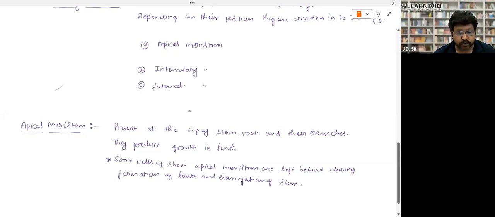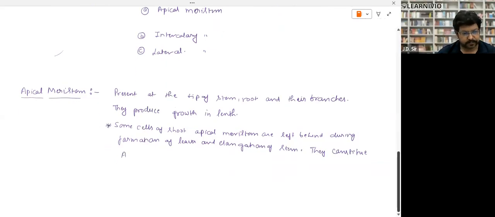They constitute auxiliary bud. Is that clear or not? Tell me. If it's clear, tell me. If it's not clear, let me know. I'll tell you what is the auxiliary bud. Do you have an idea about the auxiliary bud?